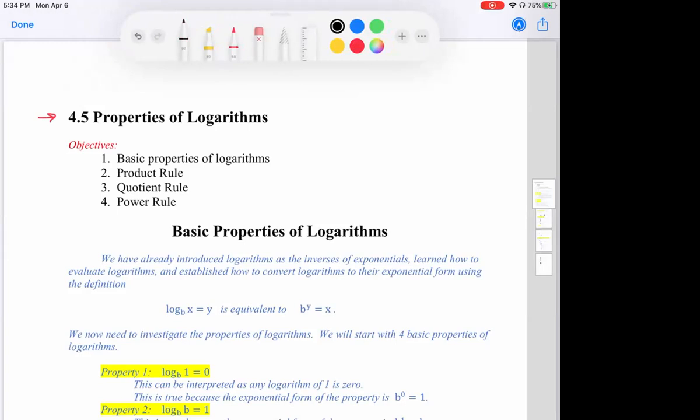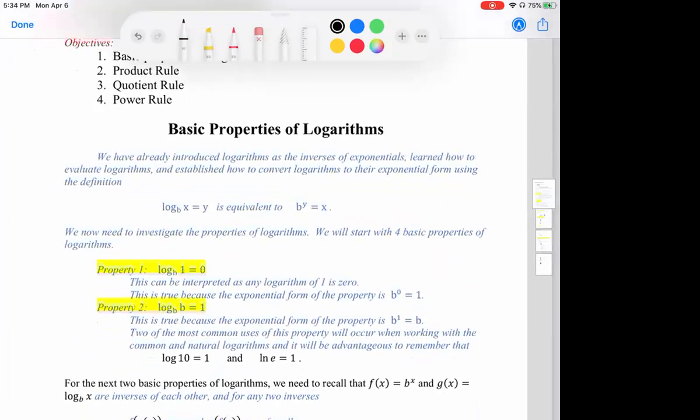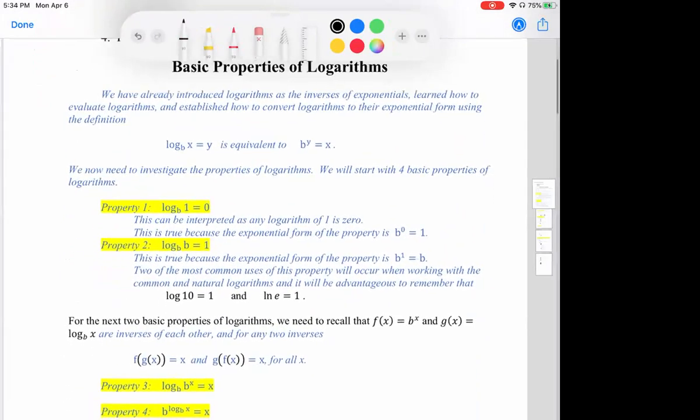We have already introduced logarithms as the inverses of exponentials, learned how to evaluate logarithms, and established how to convert logarithms to their exponential form using the definition. So this is just telling us how we can go from log form to exponential and exponential to log form. It's just a matter of how to work with it. Whenever I have anything in log form, I always make it a point to rewrite it in exponential form.